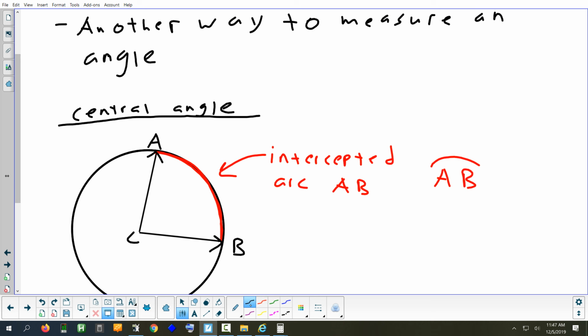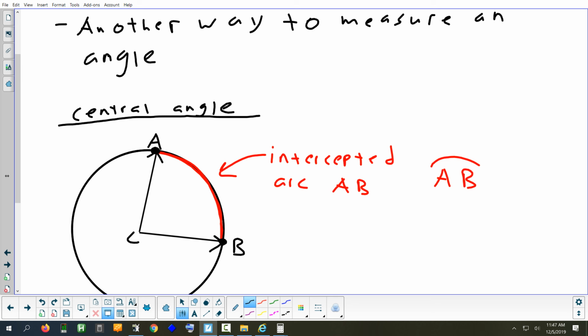The rays of the angle are CA and CB. CA comes out from the center of the circle and hits the circumference right there. CB comes out from the center and hits the circumference right there. If you trace out from A to B, that path is called an arc. It's the arc intercepted by the two rays CA and CB.